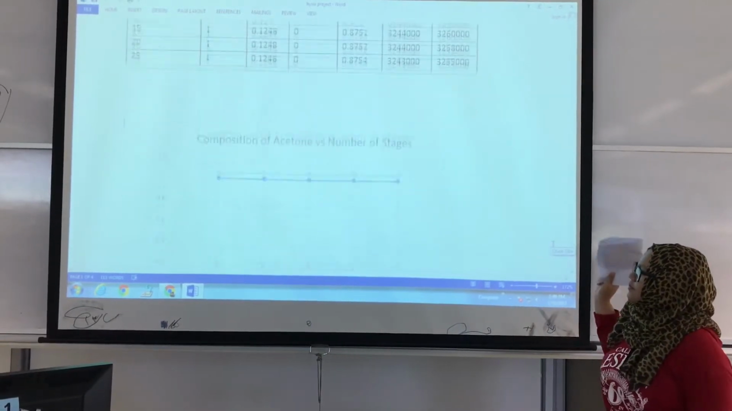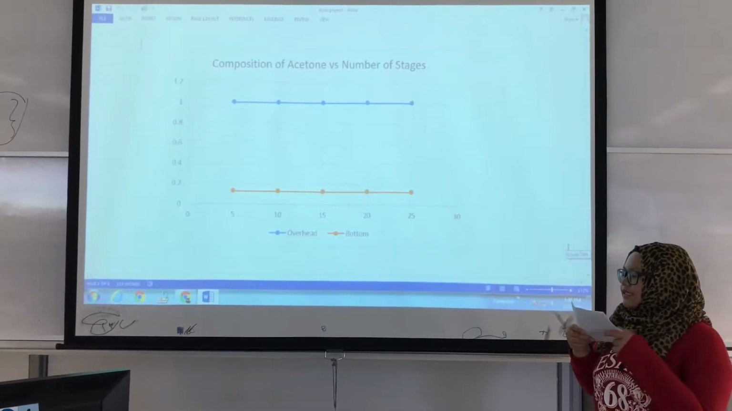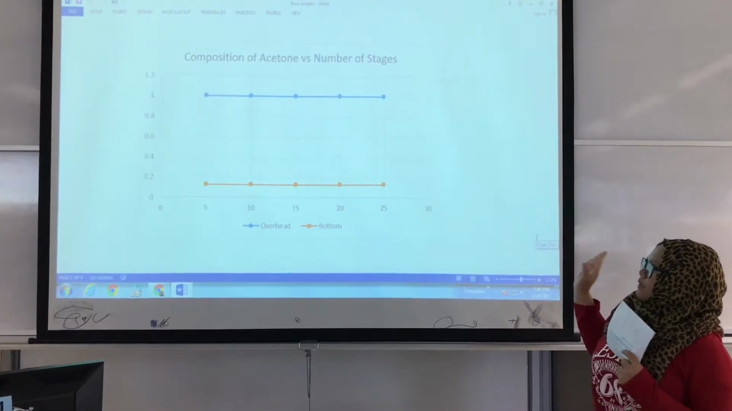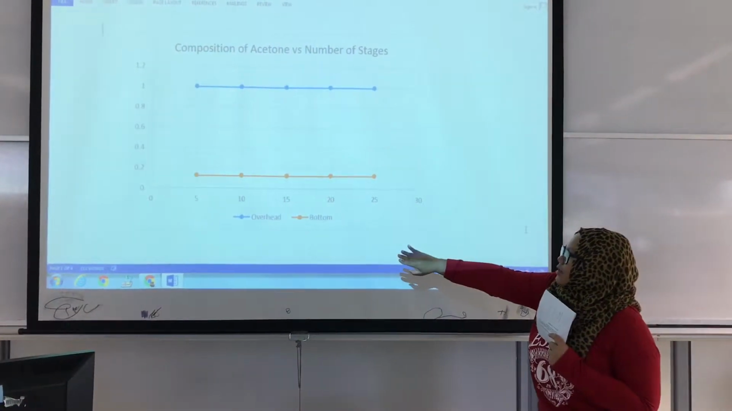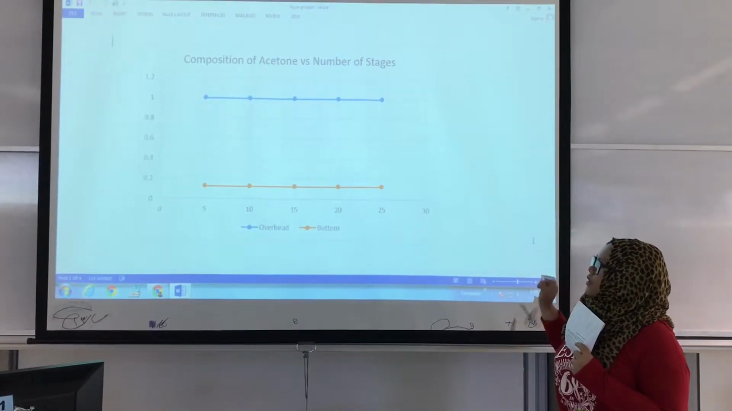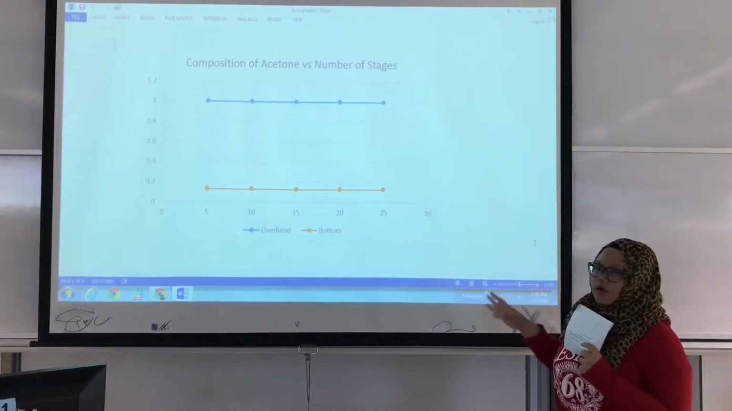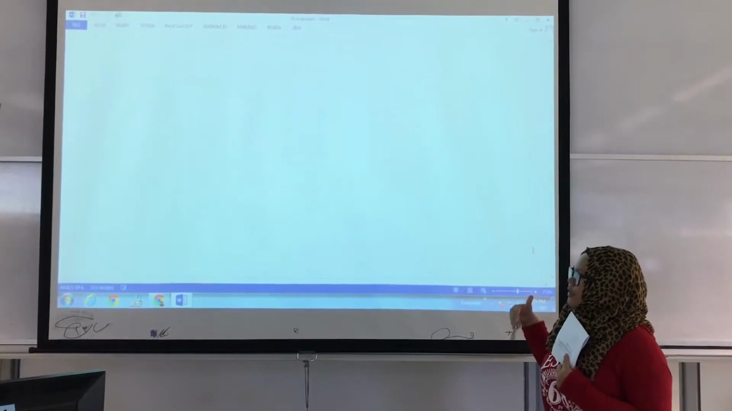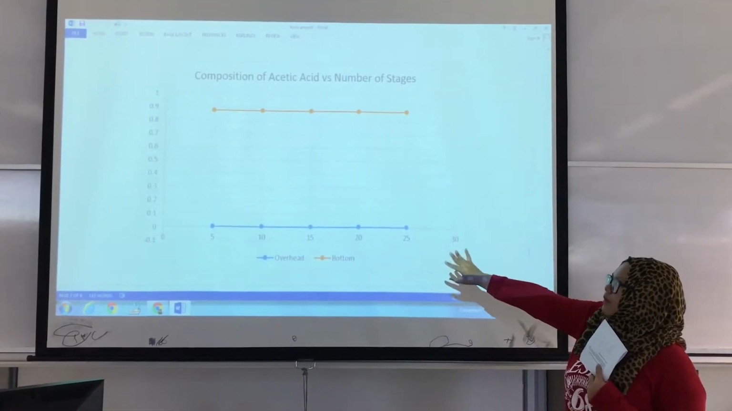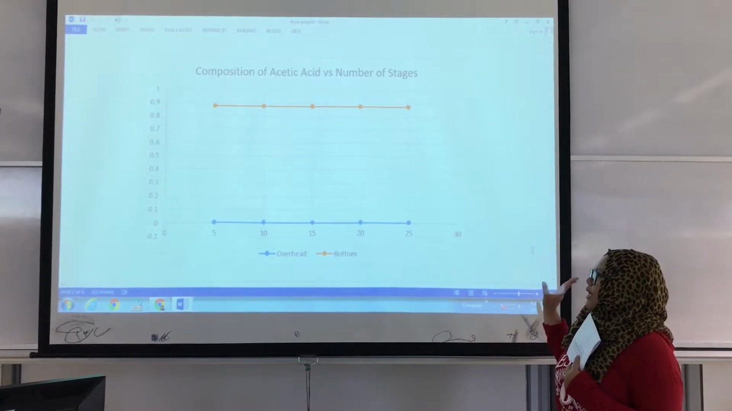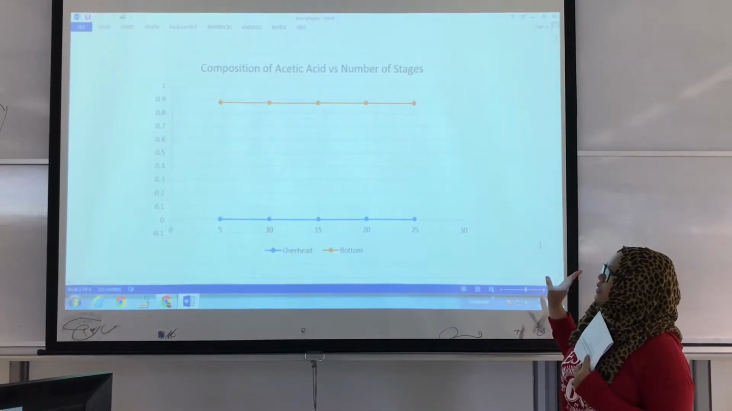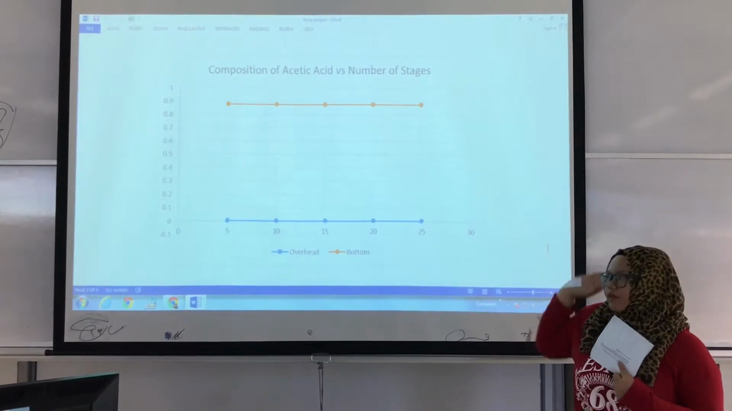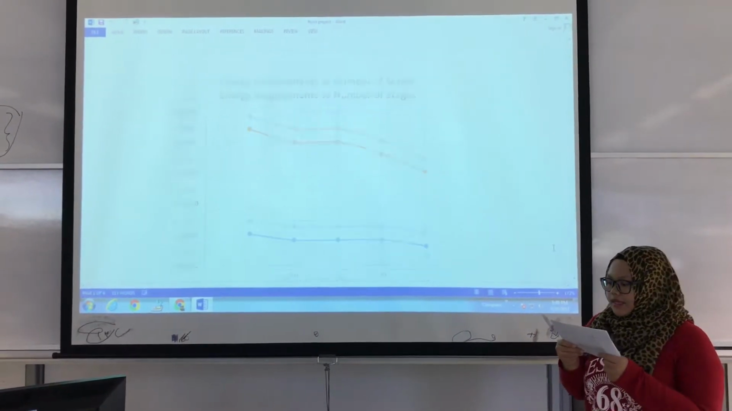As you can see, the graph shows composition of acetone versus number of stages. As the number of stages increases, the composition of acetone for both overhead and bottom product remains constant. And next, same goes with composition of acetic acid. As the number of stages increases, the composition of overhead and bottom product for acetic acid also remains constant.